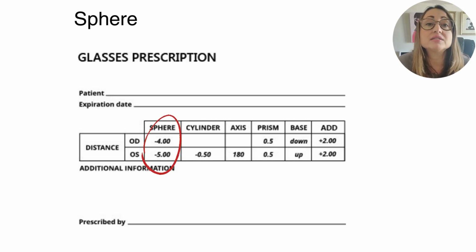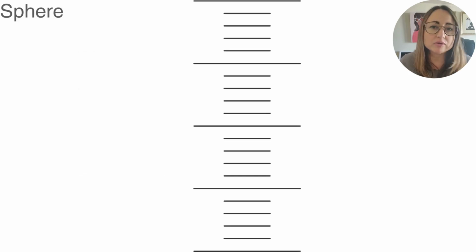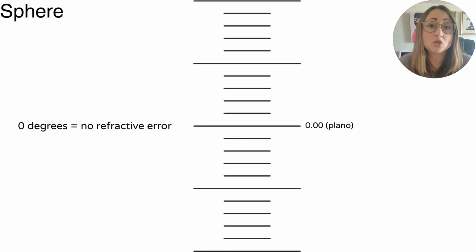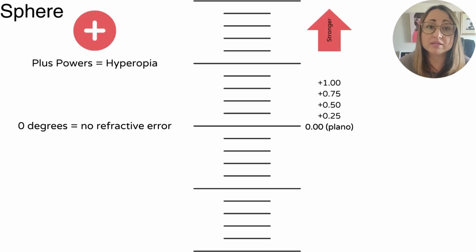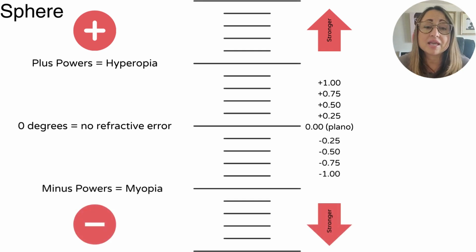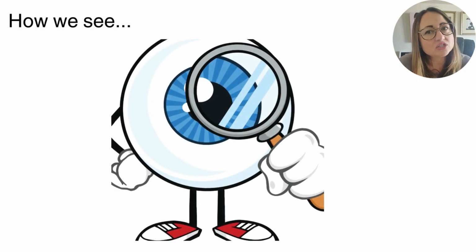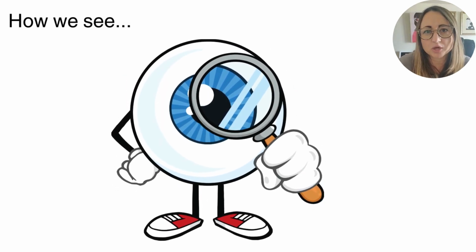So now let's talk about the numbers themselves. The first thing you'll see is the sphere power, which indicates the amount of nearsightedness or farsightedness. So think of it like a thermometer. 0 degrees means that there's no refractive error, meaning no prescription required. Positive numbers indicate hyperopia and require a plus power to correct. So your prescription would have a plus symbol in front of it. Whereas negative numbers indicate myopia and require a minus power to correct it, and you'll have a minus symbol in front of it.